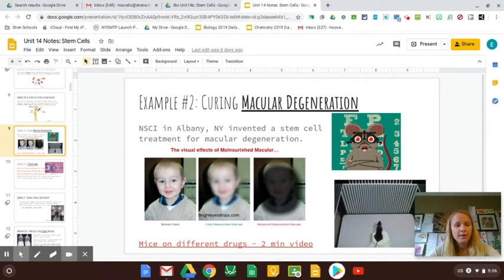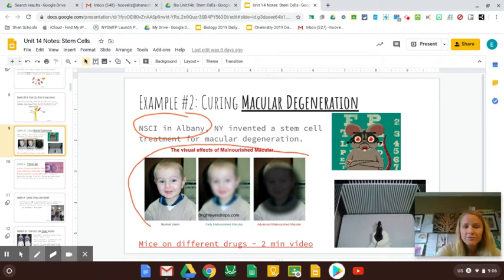A big one, one of the first things to have been treated with stem cells, and it was actually done around here. There's a company in Albany that has treated macular degeneration, so like vision loss. It's hard to maybe cure a cancer that's all over the body, but if you could just fix the cells in the eyes that are degenerating, that is something that we've been successful with yet. So NSCI in Albany invented a stem cell treatment for macular degeneration.